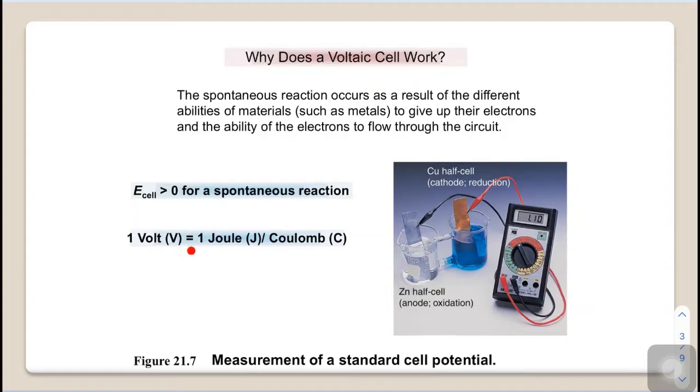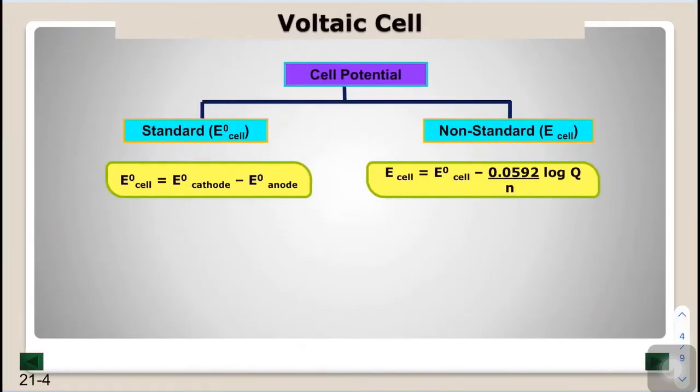So 1 volt is equal to 1 joule per coulomb. This is the voltmeter that is measuring the cell potential between the copper and zinc. So the calculation of the cell potential can occur in 2 conditions. Either the process is at the standard condition or the process is not at the standard condition.